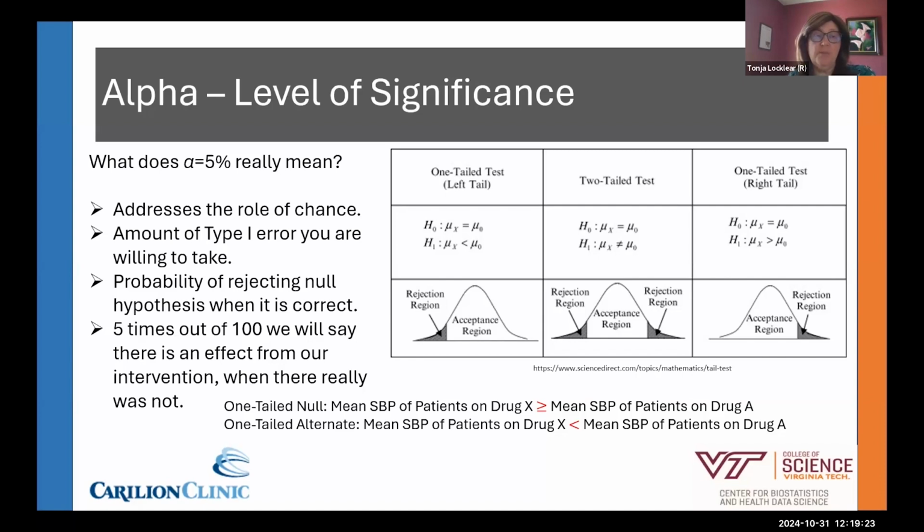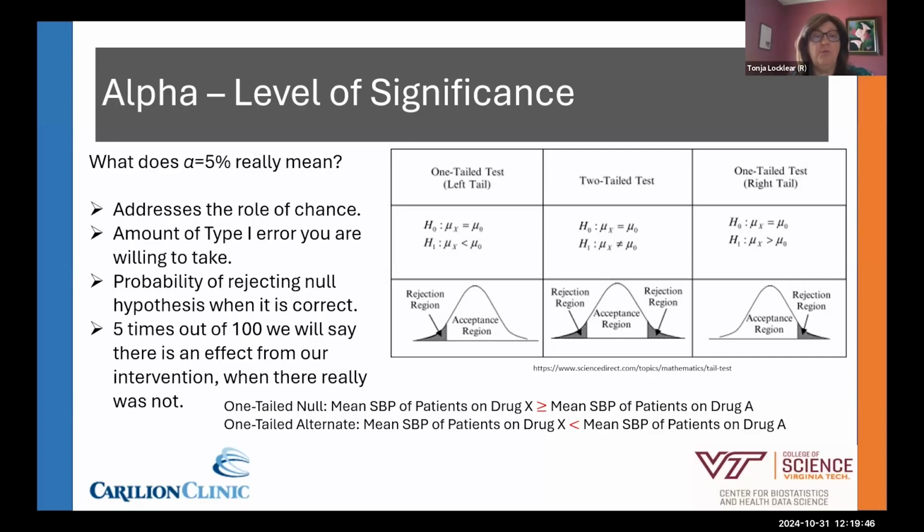We set this at the very beginning of a study, and we say, okay, we are going to allow ourselves to have a 5% chance that our results are a result of chance and not because of the intervention that's being applied. And we are allowing ourselves to have this 5% level of chance.